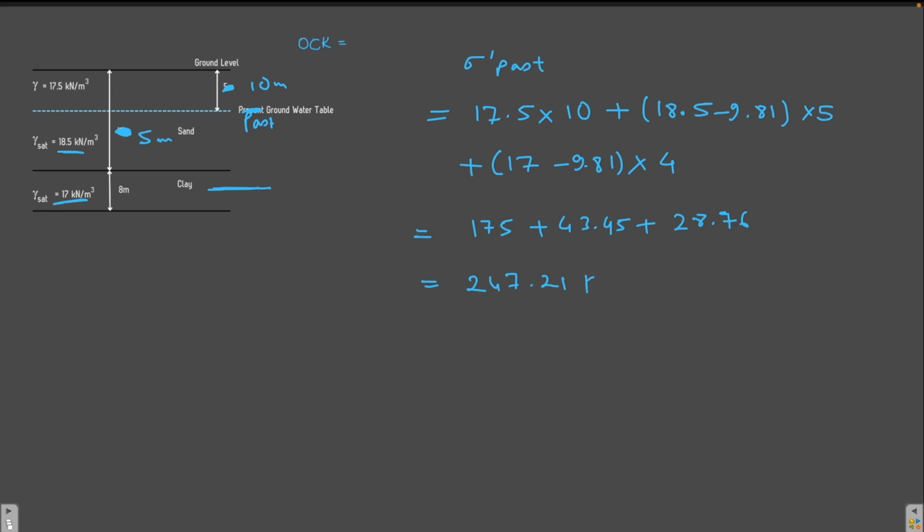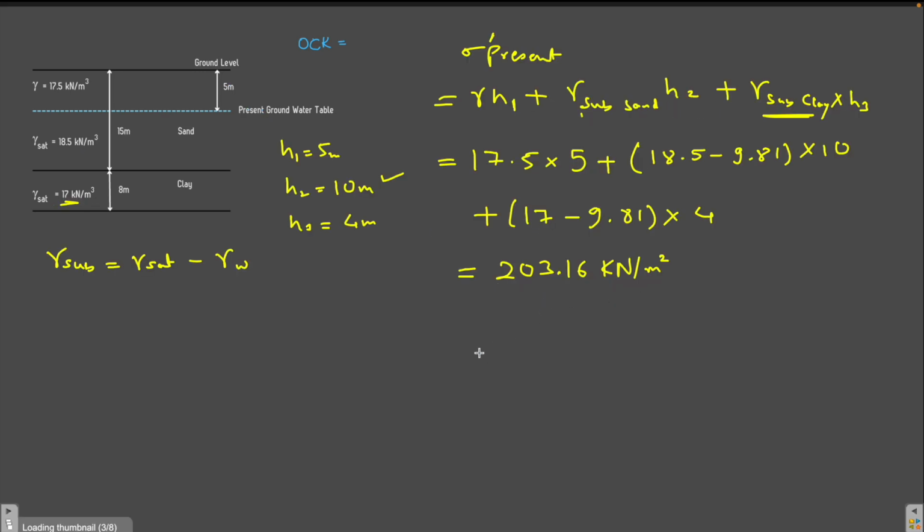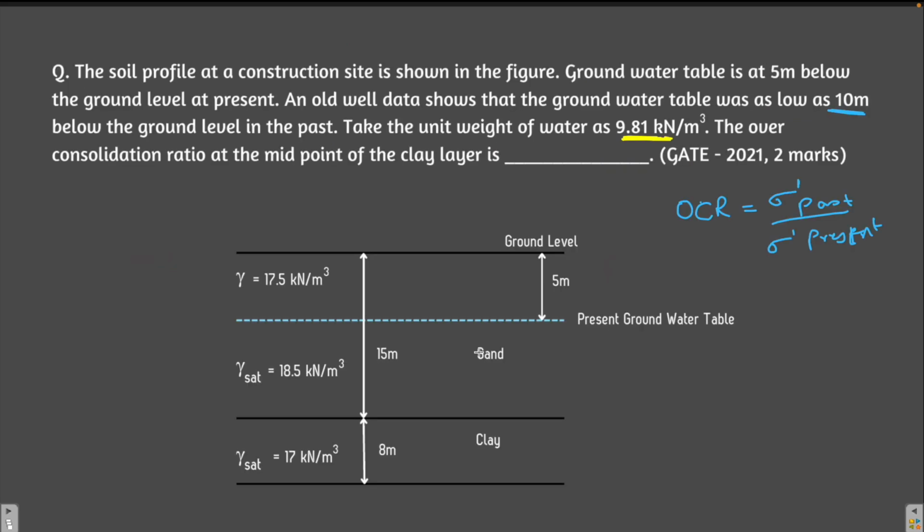247.21 kilonewton per meter square. Okay, not cube, because it is a stress. Now what we have to find out? We have to find the over consolidation ratio. Over consolidation ratio is sigma dash past by sigma dash present.